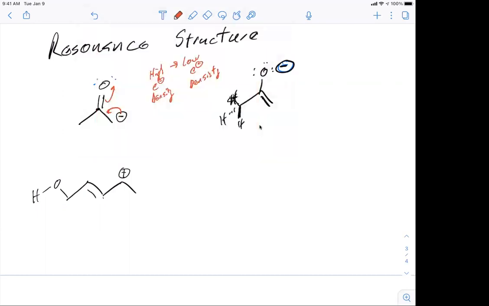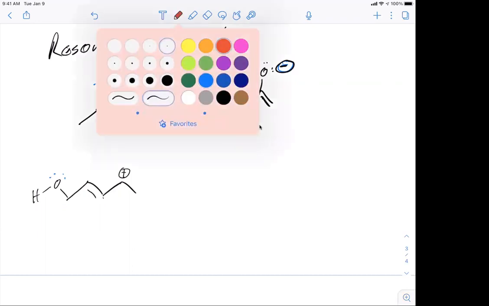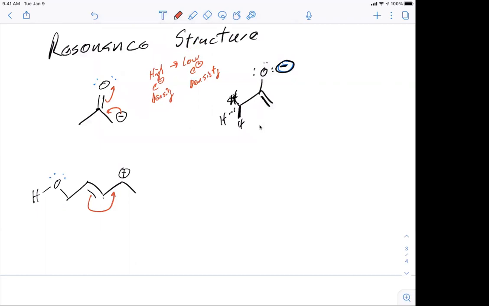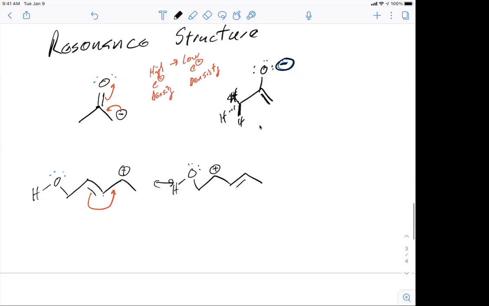If we look at our next one, put in our lone pairs on the oxygen. Okay, we'll move from pi bond to positive, so from high to low. The result of that will be this one. Okay. And then can we do anything else here? Not without breaking our pi bonds, right? So at this point, that's all we got. So we just got 2 resonance structures. Okay, questions about either of these?